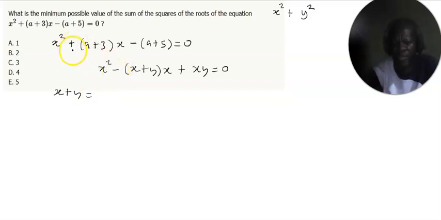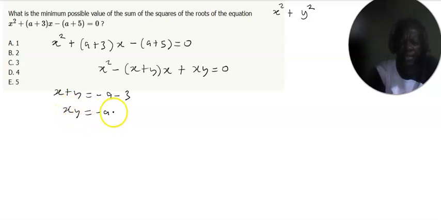negative here. Since there is positive here, if you compare the two equations, that means the coefficient of x, which is the negative of the sum of roots, gives us minus (a plus 3). And then the product of roots, xy, equals minus (a plus 5).